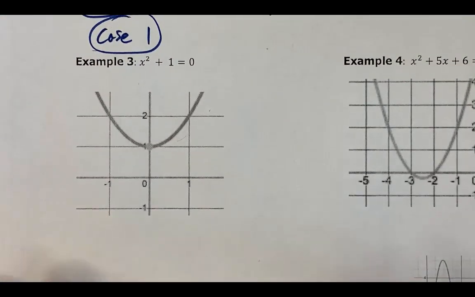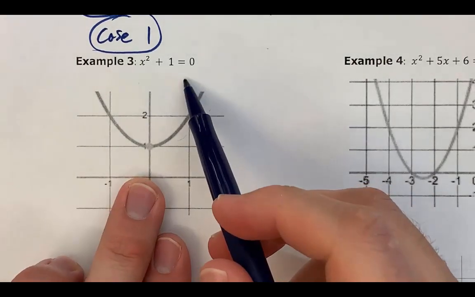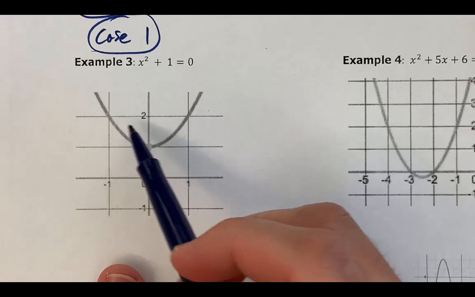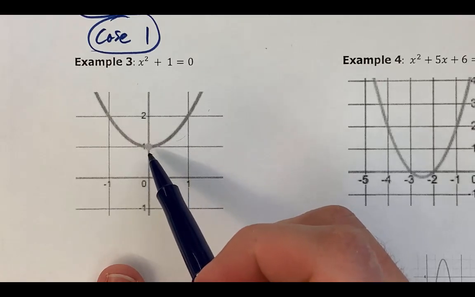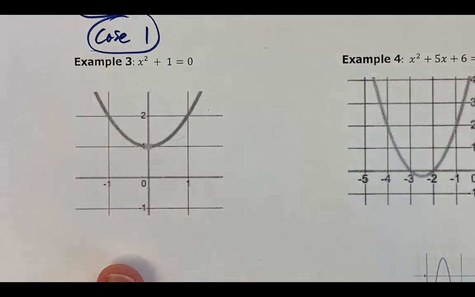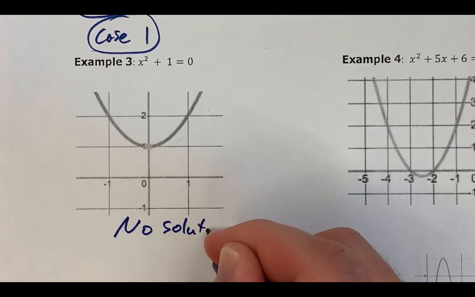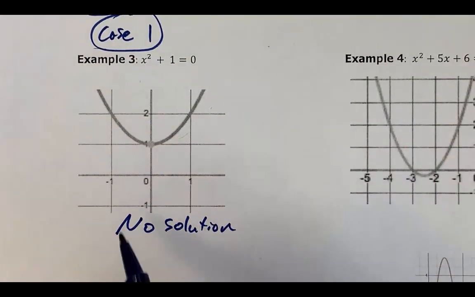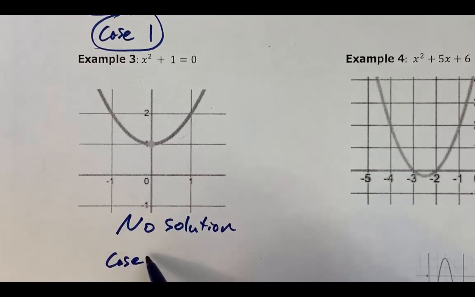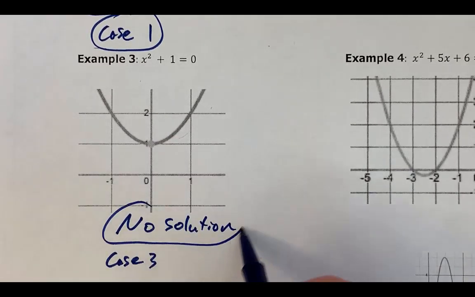Moving down here. When is x squared plus 1 equal to 0? In this one, I see from the graph that it never crosses the x-axis. So this one has no solution. This would be case number 3. Case 3. No solution. Never crosses the x-axis.